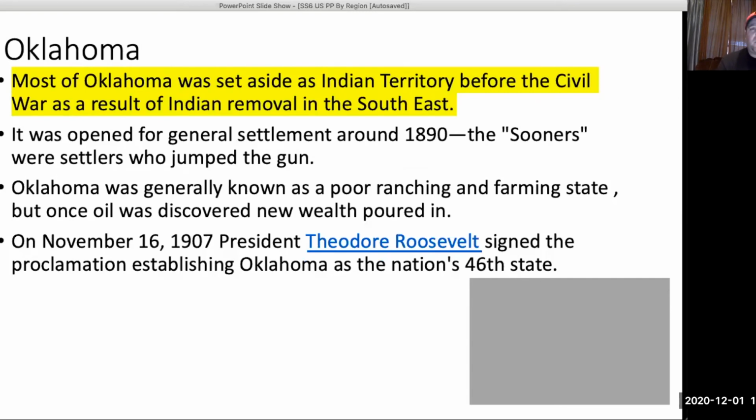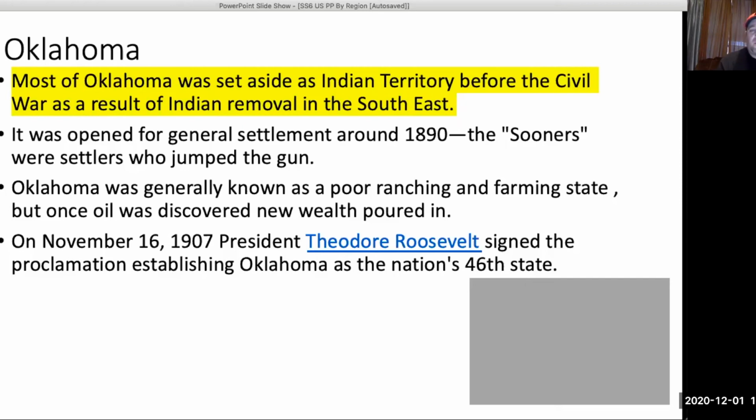All right. Most of Oklahoma was set aside as Indian territory before the Civil War as a result of the Indian removal in the Southeast. Okay. It was opened for general settlement around 1890. Okay, this is about 30 years after the Civil War. Okay, and we had a group called the Sooners. What they did is they moved into the territory before the government said that they could. Okay, they kind of jumped the gun on this, and because you had the Native Americans that lived there, this was an upsetting event. It caused a lot of skirmishes. Okay, so those people that moved into that region too soon are known as the Sooners.